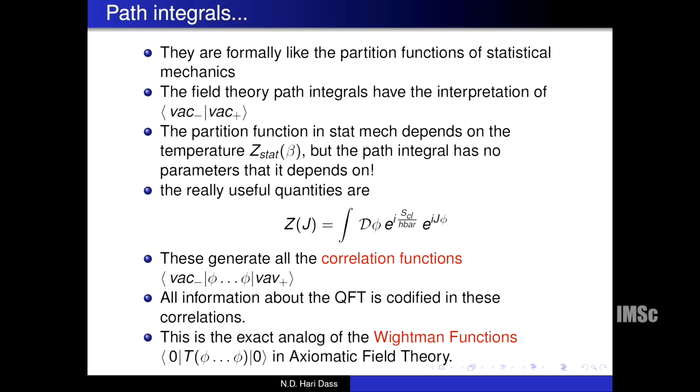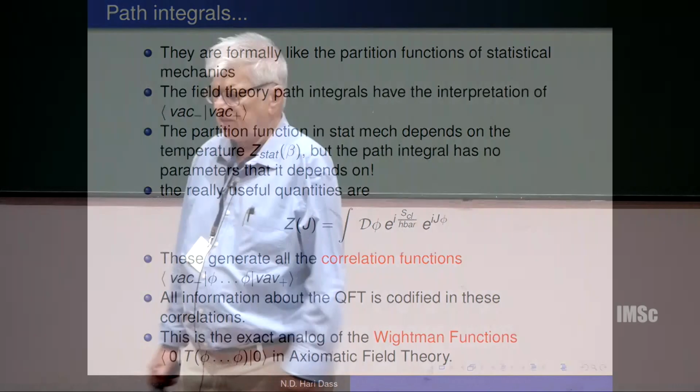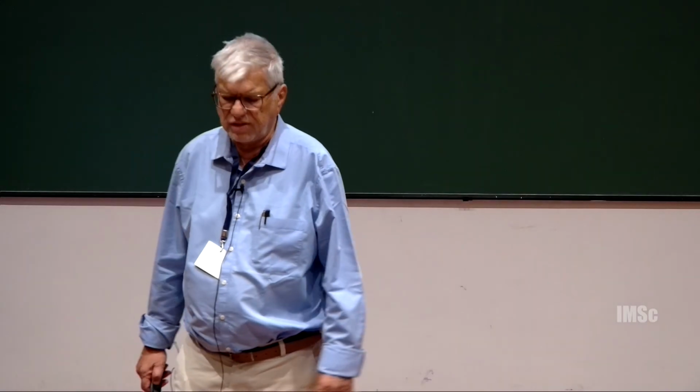But the partition function in statistical mechanics depends on temperature, and it has a lot of information. If you are able to calculate the partition function of an equilibrium statistical mechanical problem, you can get the free energy from that, all of thermodynamics. But the quantum field theory partition function has no parametric dependence. So it looks like it is useless, and it indeed is useless.